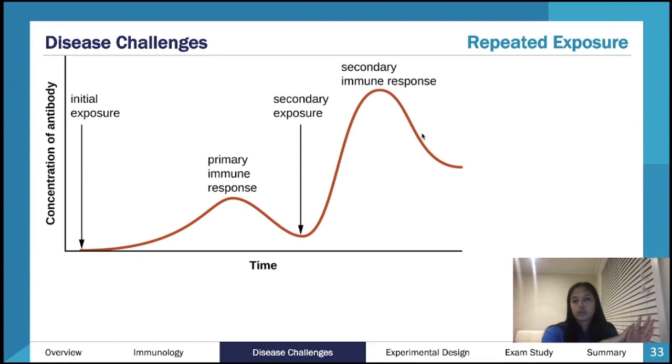And then it just goes on and on. This is the process as well of when you get a booster. So if you had your COVID vaccine, you get this initial response. Then if you get your second vaccine, you get a nice bigger response, and then a booster and so on and so forth. So you have a nice high level of immunity hanging around.